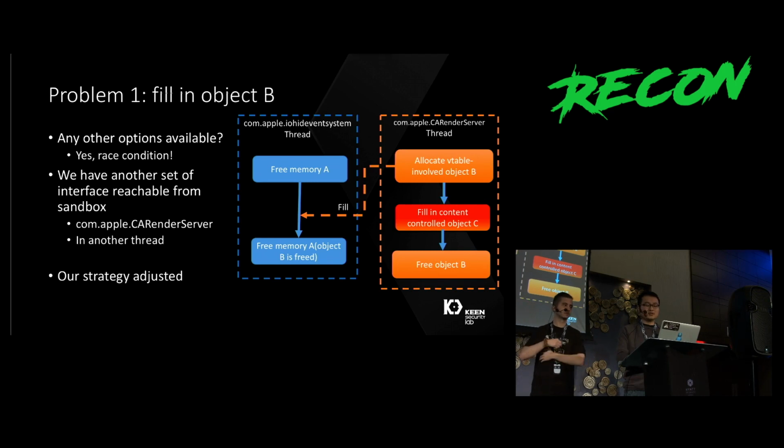Because as I mentioned, there are at least 3 services which are reachable from the Safari sandbox. So we can leverage another service called the CA render server, and it is in another thread. So it's a perfect candidate. We can just do a race and make our object fill in between two allocations in another thread.